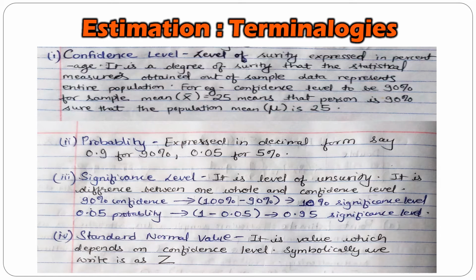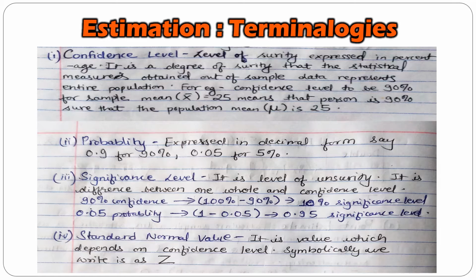So, confidence level. Confidence level is the level of surety expressed in percentage. It is a degree of surety that the statistical measures obtained out of sample data represent the entire population. For example, a confidence level of 90% for a sample mean equal to 25 means that the person is 90% sure that the population mean is 25.